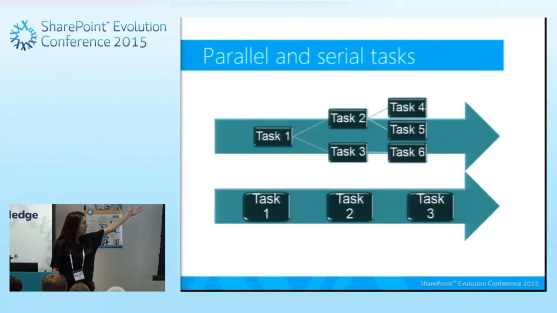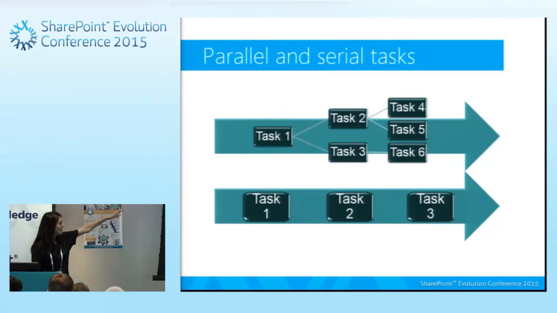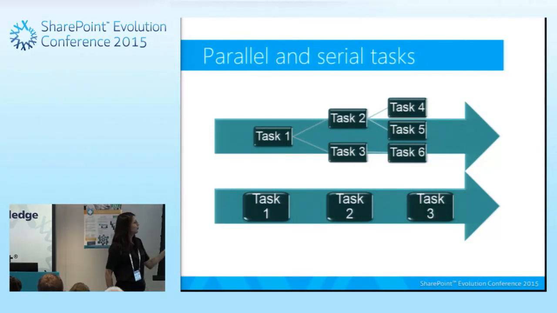All right, so first of all, parallel versus serial tasks. This top arrow is sort of a combination. This is super simple. This bottom is just serial. This is just this happens, then this happens, then this happens in order. This bottom kind is the absolute easiest to be able to build in SharePoint.